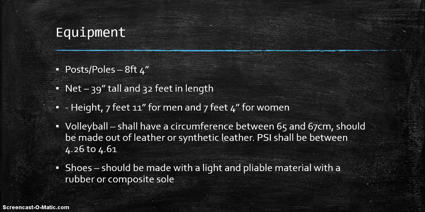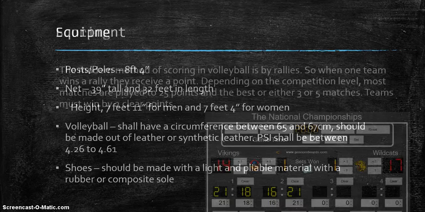Equipment. So the posts and poles that the net attaches onto should be 8 foot and 4 inches tall. The net should be 39 inches tall and 32 feet in length. The height is 7 feet 11 inches for men and 7 feet 4 inches for women. The volleyball should have a circumference between 65 and 67 centimetres and should be made out of leather or synthetic leather. The pressure inside the ball needs to be between 4.26 and 4.61 psi. Shoes should be made with a light and pliable material with a rubber or composite sole, but these aren't mandatory.